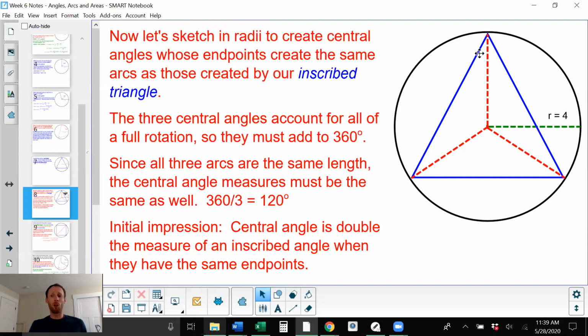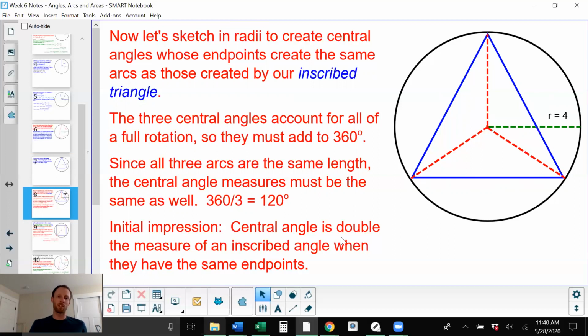Now, since all three inscribed angles, the angles in blue created by the triangle, are 60 degrees, we know that all three arc lengths have to be the same. If all three arc lengths are the same, that means all three central angles are the same. So I have three angles, they add to 360 degrees. 360 divided by 3 is 120. So what's our initial impression here? Our initial impression is that the central angle, 120 degrees, is double the inscribed angle, 60 degrees, when they have the same endpoints.